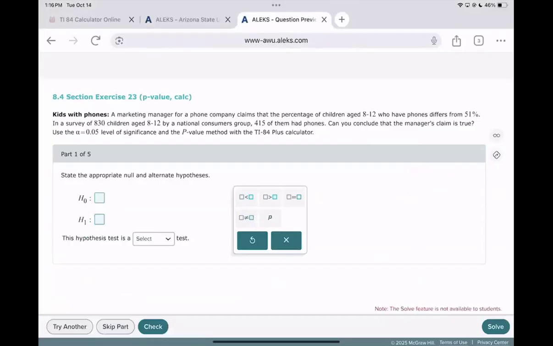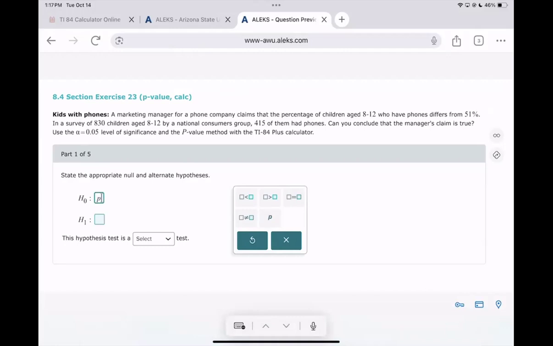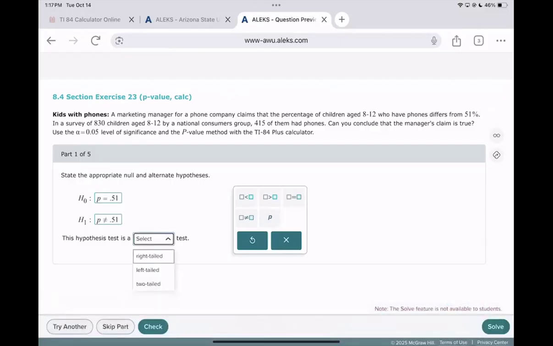All right. A marketing manager for a phone company claims the average percentage of kids age 8 to 12 who have phones differs from 51%. Okay. So they're claiming that a percentage differs. They're not saying it's bigger than it. They're not saying it's less than it. So the null hypothesis is that the proportion is exactly 51%. The alternative hypothesis is that it's not 51%. It differs from 51%. This is a two-tailed test.